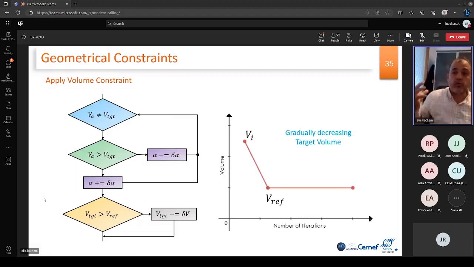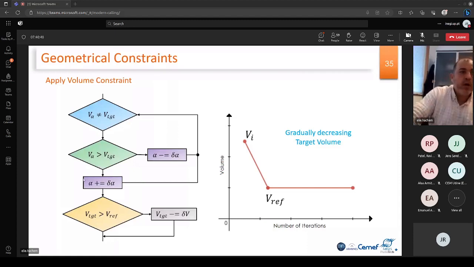But remember that you are going to start from an initial volume, maybe randomly generated, and you have a target volume of the material, and you're going to gradually decrease toward this volume. This is a good way to help, because you cannot jump from one form to a completely different form. The idea is to go iteration by iteration towards your objective form. And this is really related to the way we choose to solve this problem.